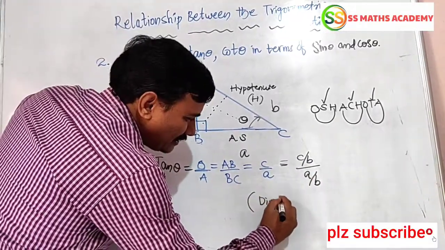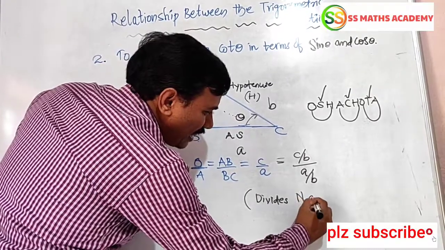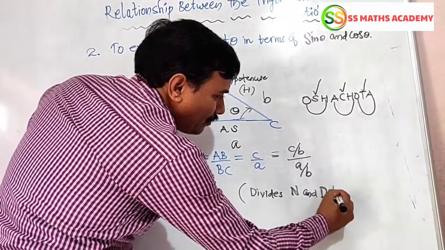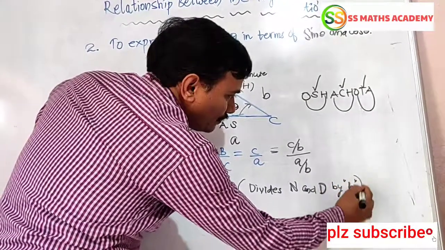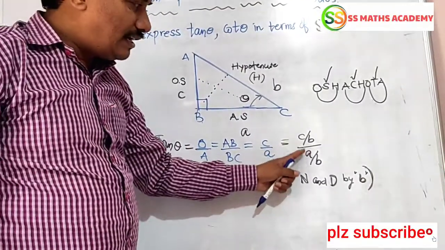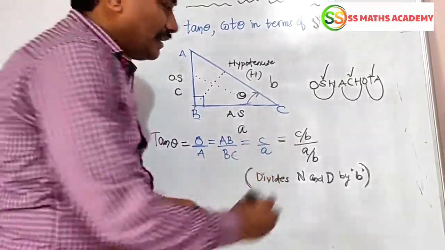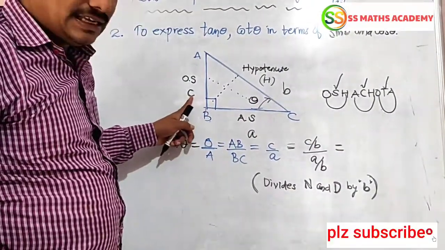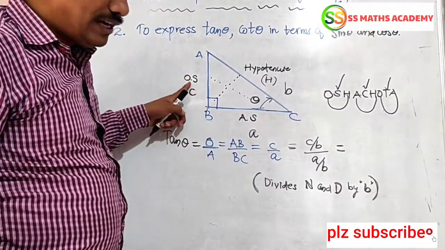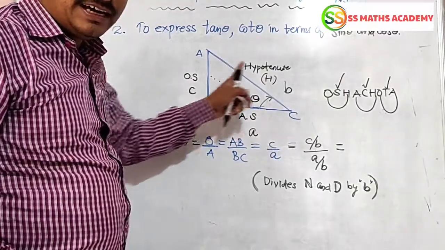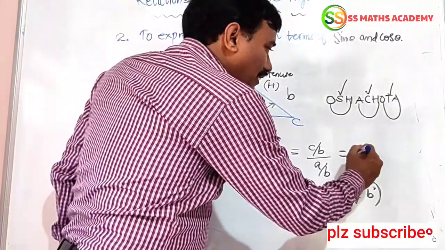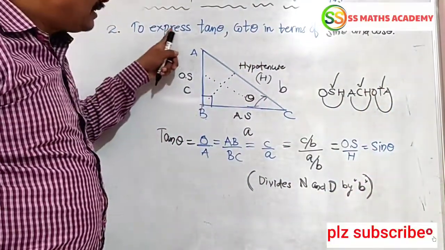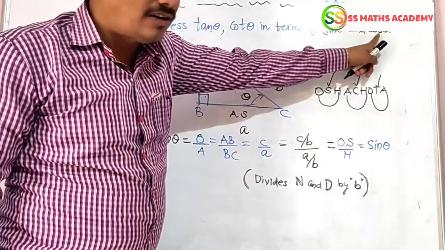Here we divide the numerator and denominator by b. Now what will happen once we check it here? c by b is opposite side by hypotenuse, which is nothing but sin theta. Express tan theta in terms of sin and cos.